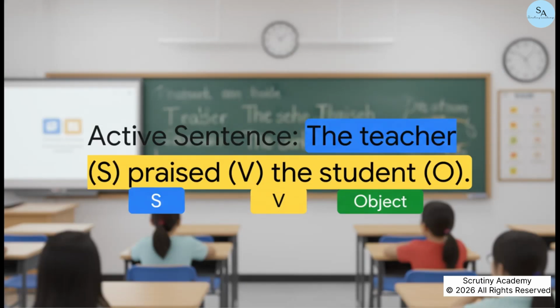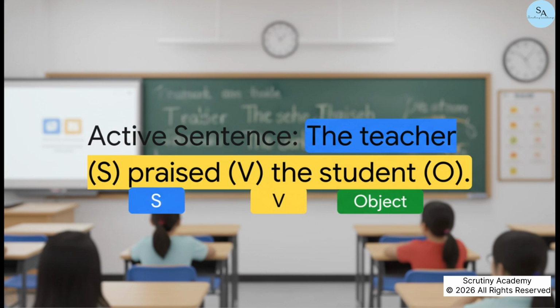Okay, let's put this into practice. Take this sentence: The teacher praised the student. First, let's find our parts. Who's doing the action? The teacher. That's our subject. What's the action? Praised. That's our verb. And who's receiving the praise? The student. That's our object.